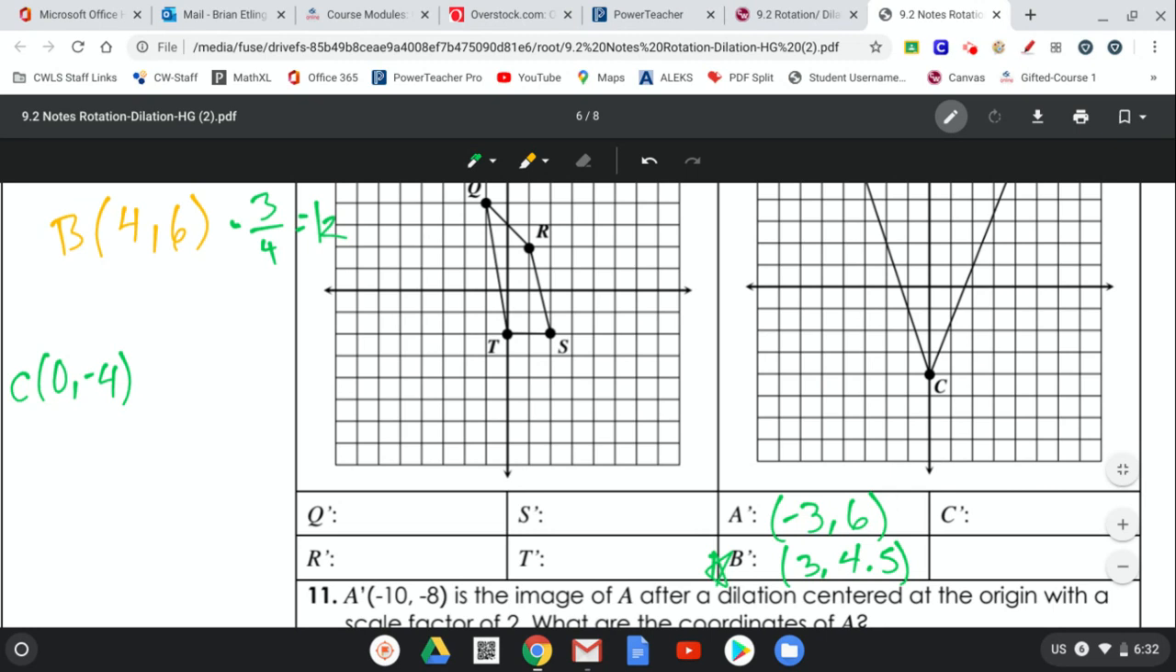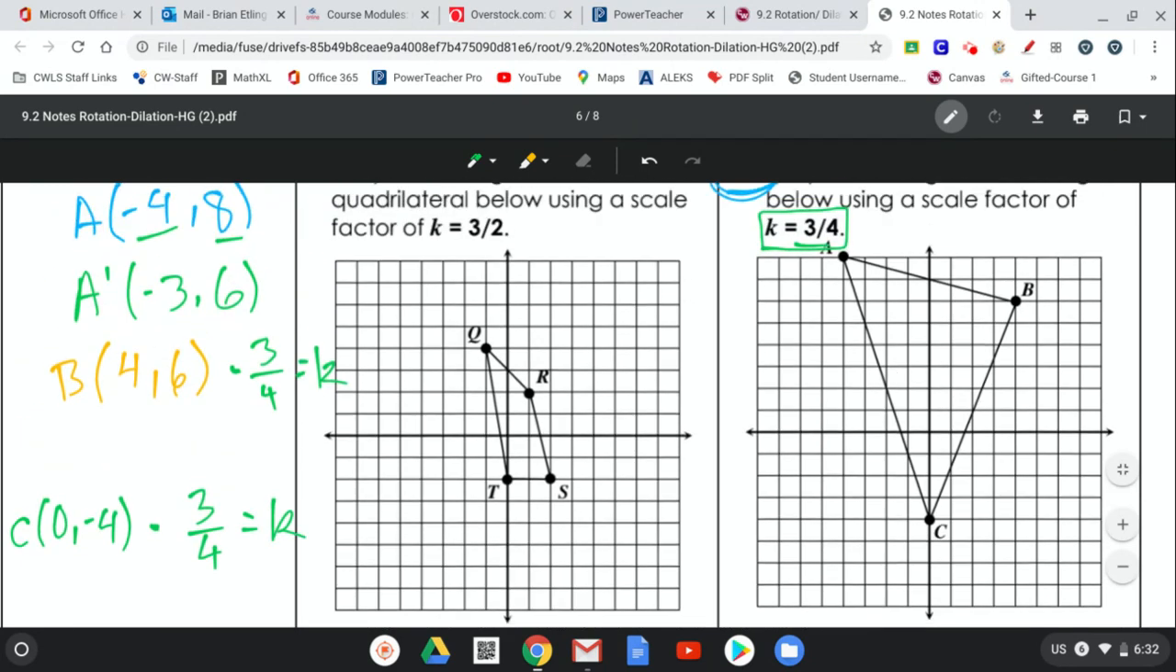And then lastly, for C prime, I'm going to multiply (0, -4) times 3/4, which is our k. So that's going to change it to (0, -3). Okay, so again, guys, check on Canvas and you can see what the figure looks like. Again, 3/4 is less than 1, meaning this is going to be a reduction. All right, this is going to be a reduction.